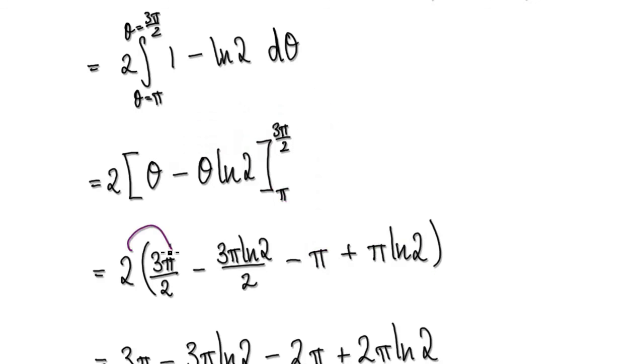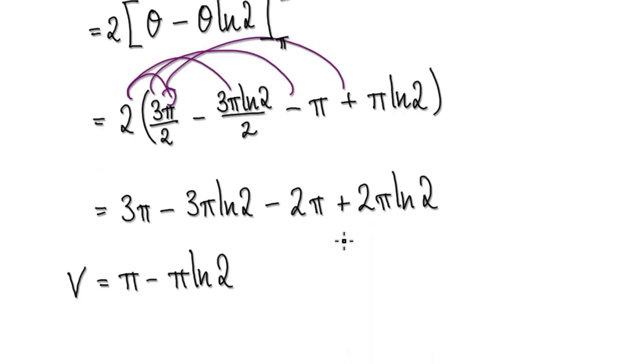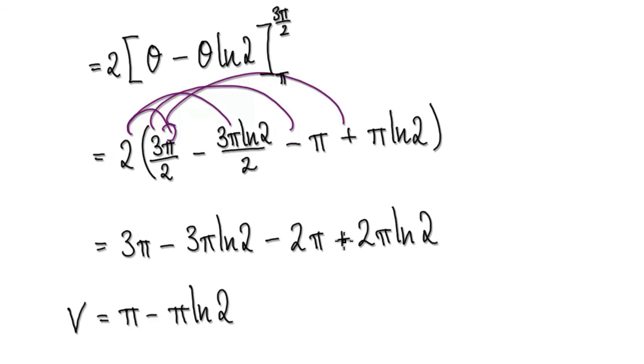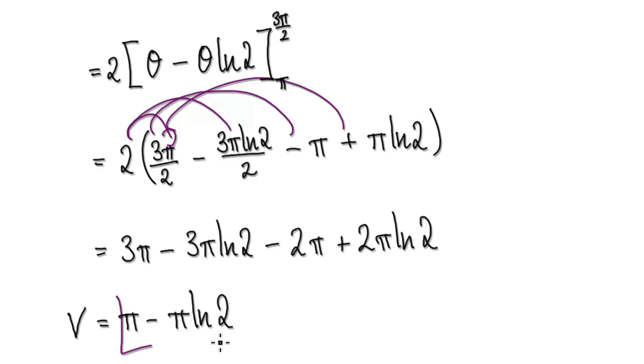So now multiply everything by 2, that will then give you this, and then tidy it up. The whole volume is given by this thing here.